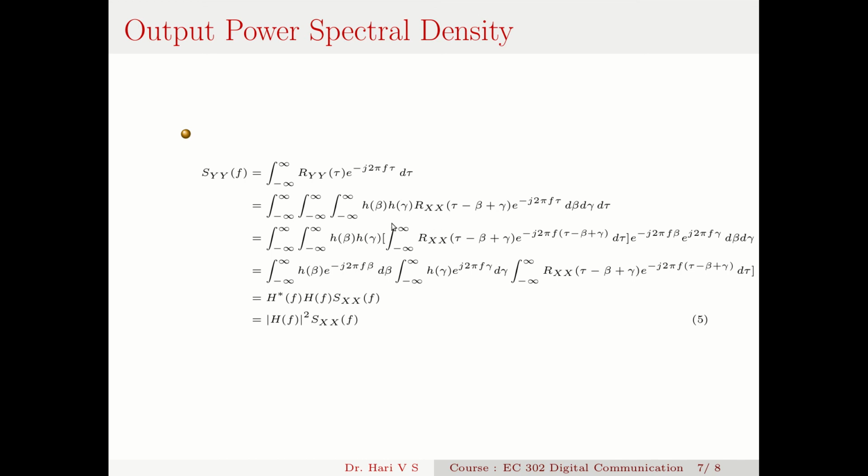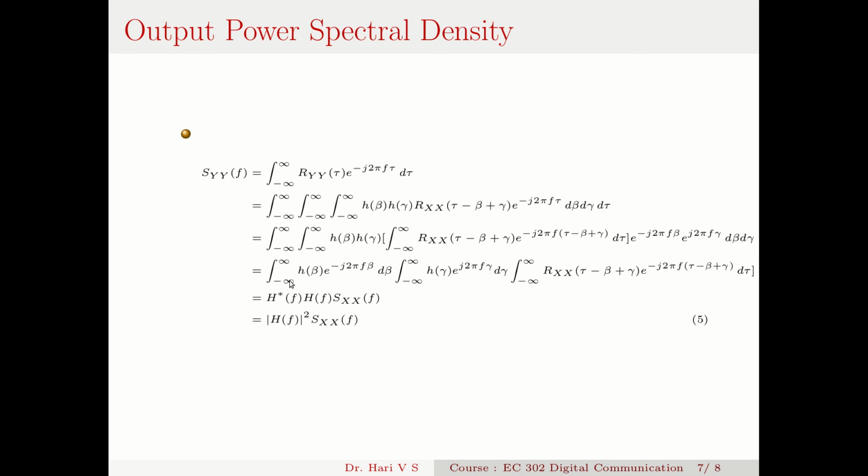Now inside this equation, what is this? This is nothing but the Fourier transform of Rxx(tau minus beta plus gamma), which is nothing but Sx(f). This is my Sx(f), and I can split these integrals in beta and gamma. The first integral becomes the integral from minus infinity to infinity of h(beta) e raised to minus j 2 pi f beta d beta, and the second integral is the integral from minus infinity to infinity of h(gamma) e raised to j 2 pi f gamma d gamma, and this is my input power spectral density Sx(f).